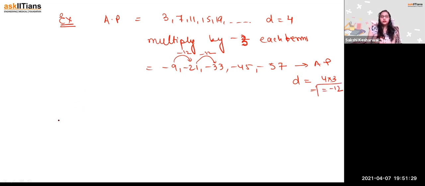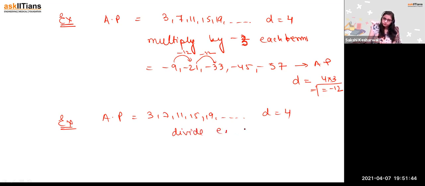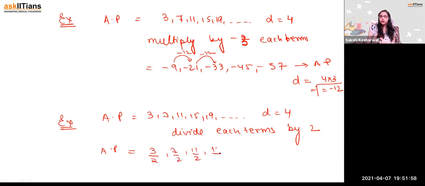Now similarly, one more on the same example. Say you have an AP 3, 7, 11, 15, 19, and so on. Again, the D is 4. Now I'm going to divide each term by 2. So you are going to get the new AP: 3 by 2, 7 by 2, 11 by 2, 15 by 2, 19 by 2, and so on.